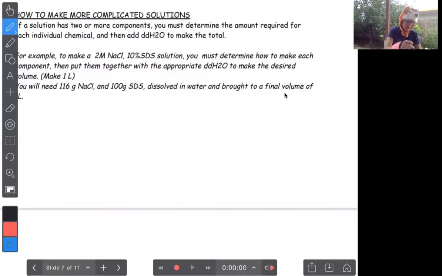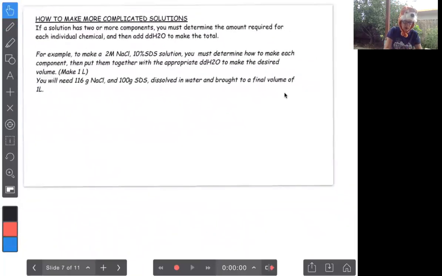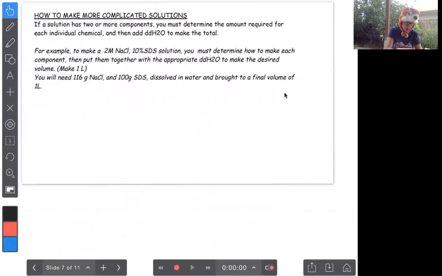Oh my gosh, what if you're making a complicated solution? What should we do? Panic! No, don't panic. Okay. Each chemical has its own concentration. It doesn't change the total volume. Just because you have 2 things in a solution, it's still in the 1 liter. Okay, I know that it kind of makes your head spin around a little bit. I know it did mine way back when in the good old days.